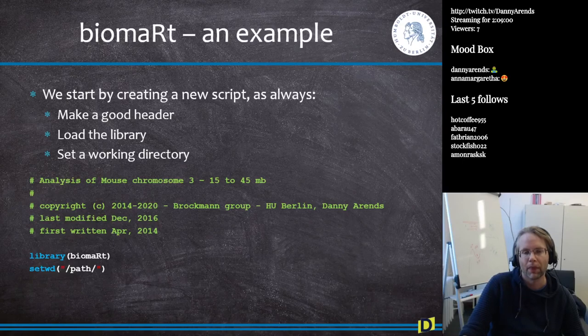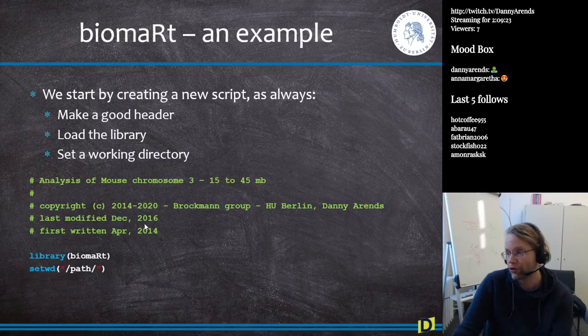This is information that's just to remind yourself in like 10 years why you made this script. We start by loading the biomaRT library, of course. We have to install it also in R, so that's just install.packages. But after we've installed it, we can just make the library active. And then my scripts generally start by using setwd to set the working directory to where I have stored my data. But in this case, we're not using this, we just have to go somewhere on the hard drive.